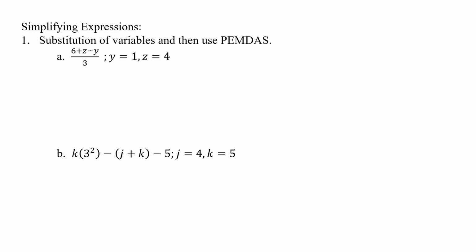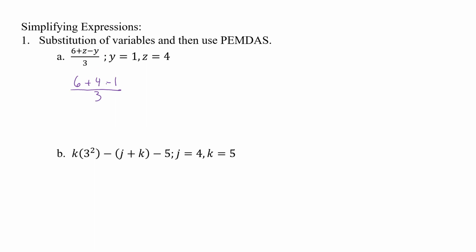And so what we're doing is we have some kind of an expression we're given, and then we're given what the different variables represent. So in this case, the z represents 4. In this case, y represents 1. And so what we do is we substitute those values in, and then we simplify. So we have 6 plus 4 minus 1 over 3. Well, it's 6 plus 4. Now we're just going to use PEMDAS.